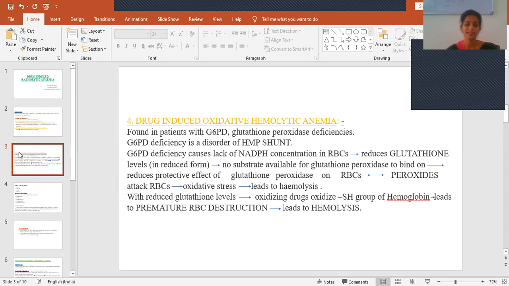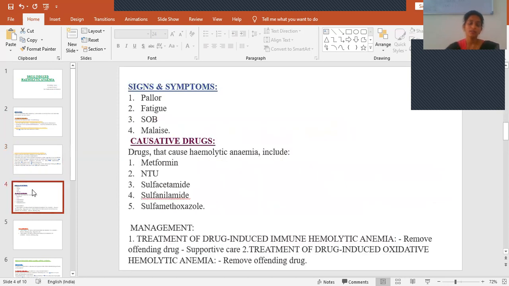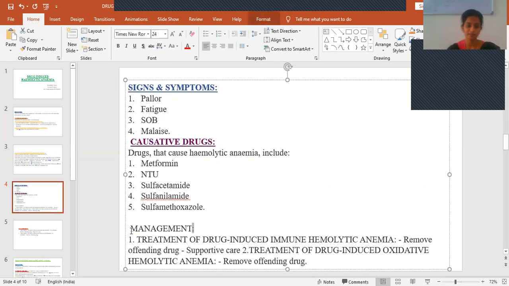Then the signs and symptoms of drug-induced hemolytic anemia. As in any anemia, there will be pallor, fatigue, shortness of breath, and malaise. These are the signs and symptoms. And the drugs that cause drug-induced hemolytic anemia include metformin, NTG, sulfonamide, sulfanilamide, and sulfamethoxazole. So these are the drugs that cause drug-induced hemolytic anemia. Then coming to management.